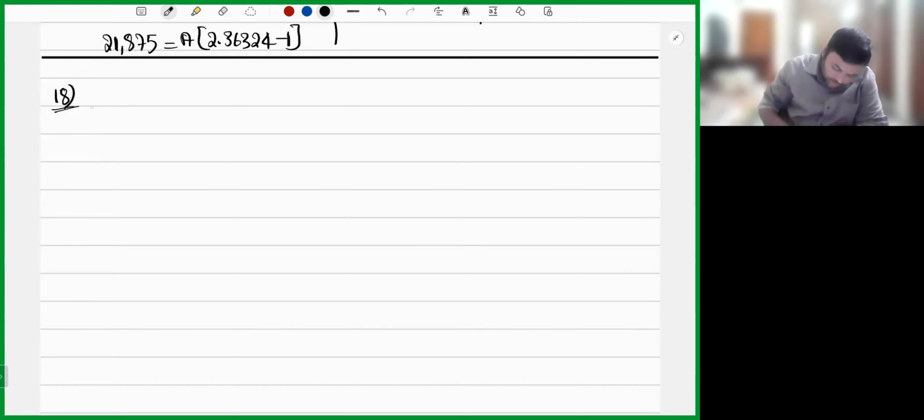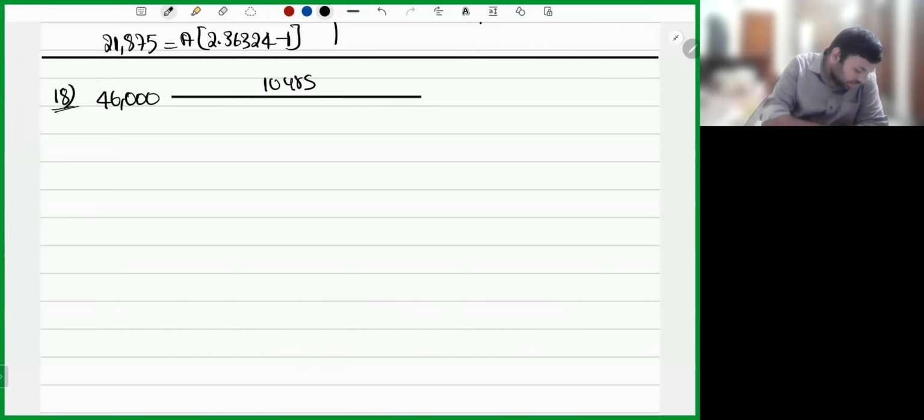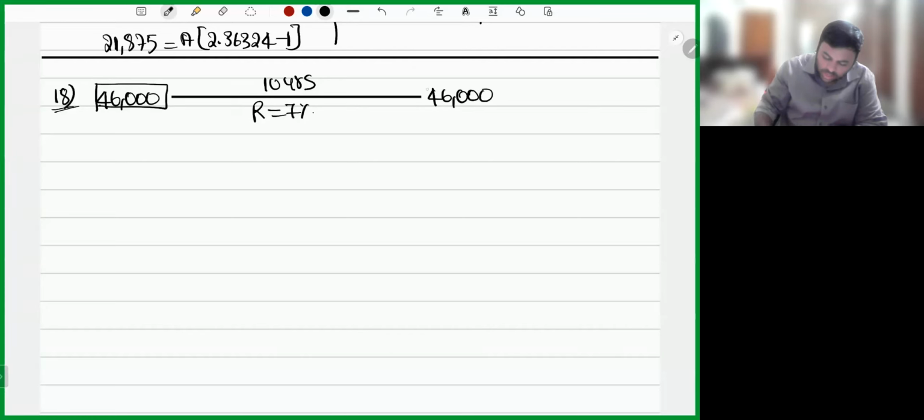An equipment costs 46,000 and its effective life is estimated to be 10 years. After this, you are supposed to replace the machine with a new machine. The rate of interest is given as 7%. Right now, the cost of the machine is 46,000. In future, when you replace it, you require 46,000 rupees again.